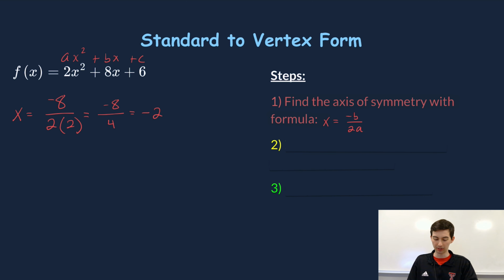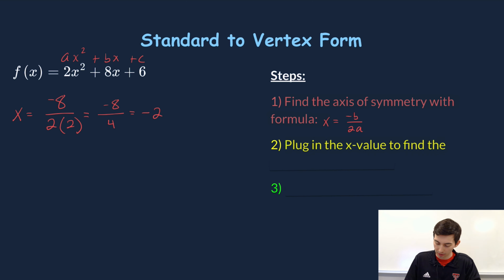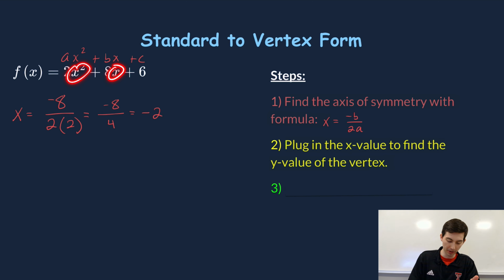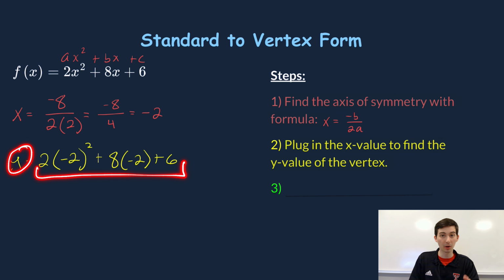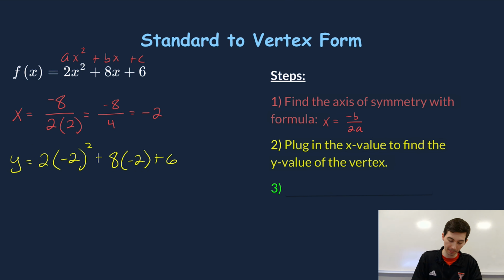Now that I have my axis of symmetry, I can use that x value to find the y value, which will be our vertex point. So I'm going to plug this x value we just found back into the equation for x, and that'll tell me my y value. So I'm going to say y equals 2 times negative 2 squared plus 8 times negative 2 plus 6. And now when I solve this, I'm going to get my y value of the vertex.